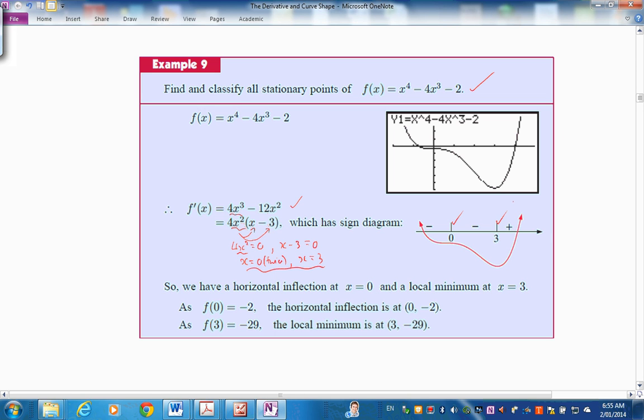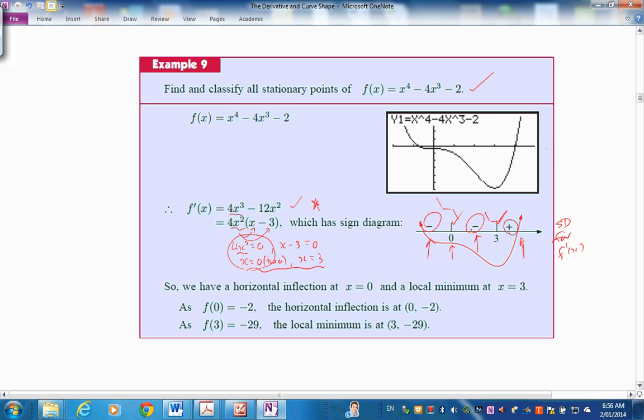Put naught and 3 on the sign diagram. Sub negative 1 into the derivative, because this is a sign diagram for f dashed x, and you get negative. In here, sub in 1, you get negative. You notice because this is a repeated zero for the derivative, there's no sign change. And then in this region, sub in 4, and you get a positive. So what have you got? Negative, flattening, negative, and then negative, flattening, positive.